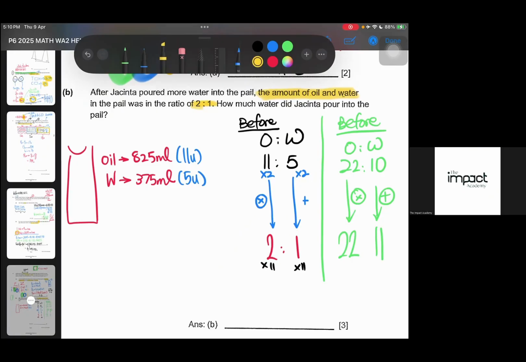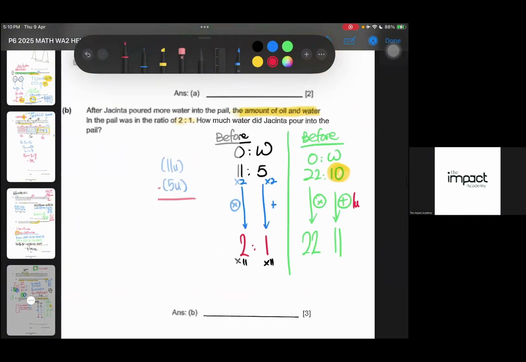All right, so do you recall just now, 10 units is actually for what? 10 units was for water. Agree, disagree? Right, now it becomes how many units? 11 units. Do you understand or don't understand? What does the question want us to find? The question says, I want you to find how much water, so this is the question mark, did Jacinta pour into the pail? It's just 1 unit, right? Isn't it true that it's just 1 unit? All right, so this is just 1 unit.